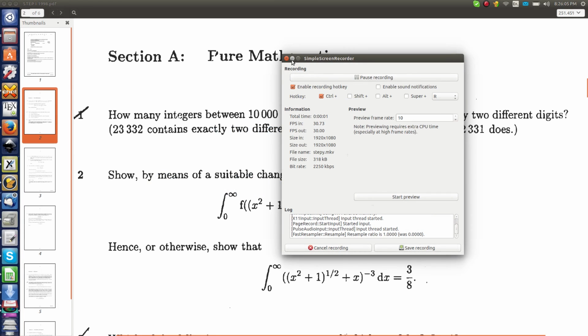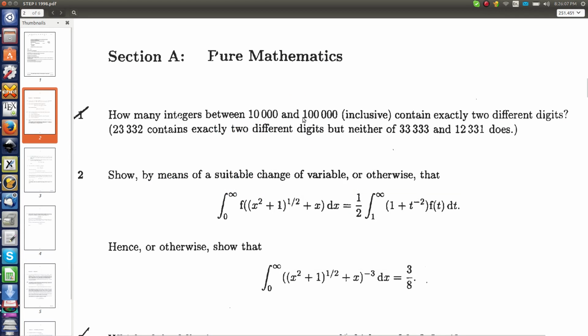So, hello everyone. I had a request to do some more STEP, in particular from the late 90s, STEP 1 papers. And I started looking at it today, in particular the 1998 paper. What you see on the screen is 1998 paper 1. Excuse me.